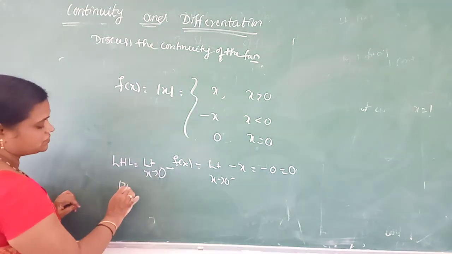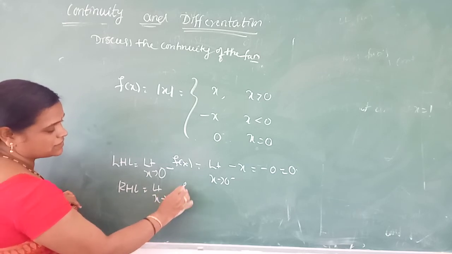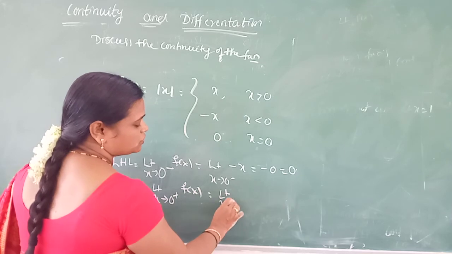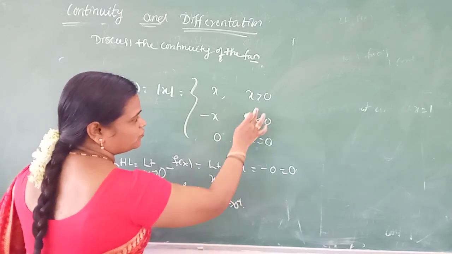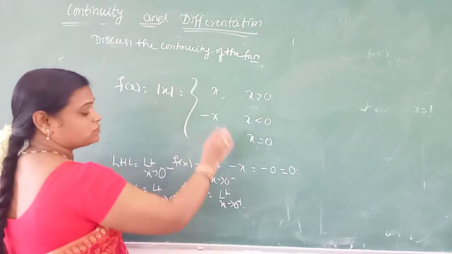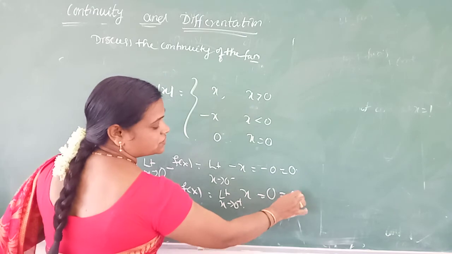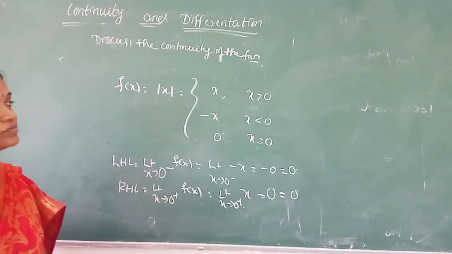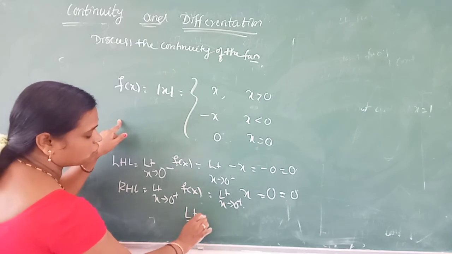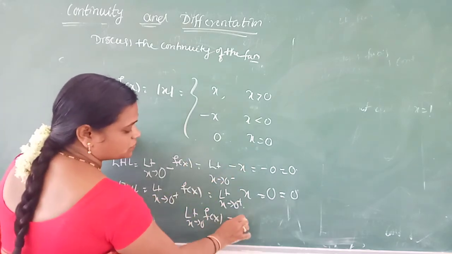Next, RHL. Limit as x tends to 0 plus f of x. Correct? Limit as x tends to 0 plus. For plus, what does it mean? More than 0. For more than 0, the value is x. Then what is your x? X is 0. This is 0. Next, already given, the limit as x tends to 0 of f of x, at x equal to 0. What is the value? See.